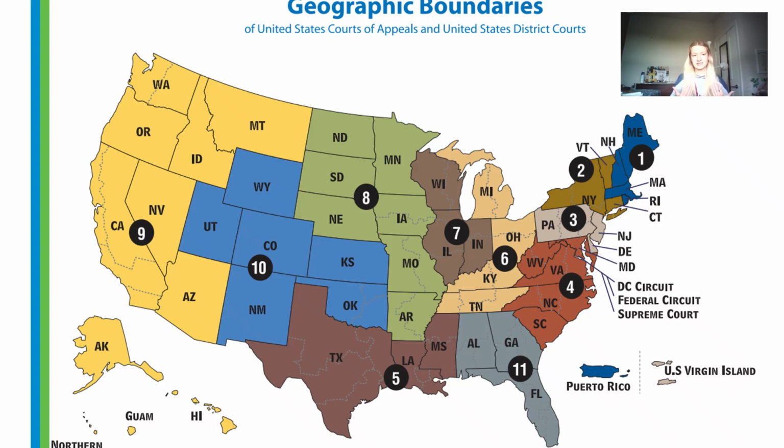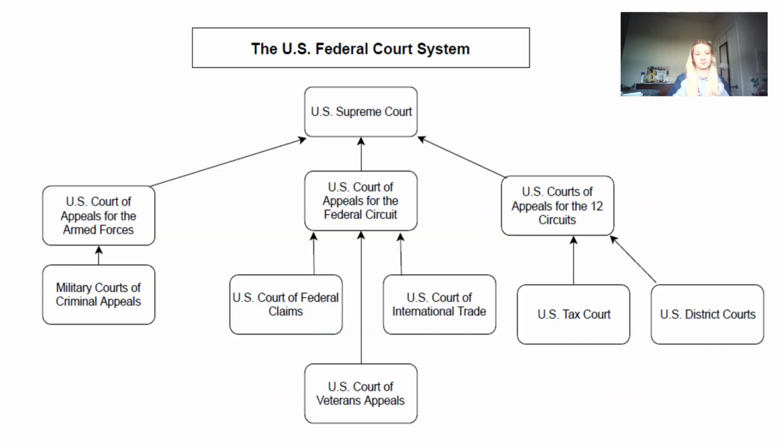Here is a visualization of all of the circuits within the United States. So for me personally, I would be in the Third Circuit, basically. And here's also a map of the U.S. federal court system. We have, of course, the U.S. Supreme Court on top. There's the Court of Appeals for the Armed Forces as well, and the Military Court of Criminal Appeals. And then there's also Veteran Appeals, Tax Court, District Courts. Mainly you want to focus on the District Courts, though, and then the Court of Appeals, and then the U.S. Supreme Court. That's mainly the one that you're going to have to remember.